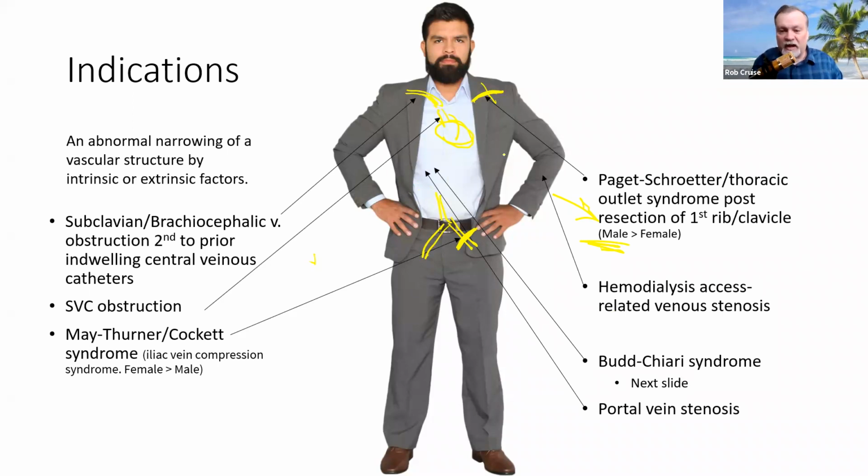All right, hemodialysis access catheters. So anybody that has a hemodialysis access port, okay, they can have problems with stenosis in those veins. Okay, so little tongue twister there. Sorry about that. Budd-Chiari syndrome we're going to talk about on the next slide, and the portal vein stenosis. Both of those are concerned with the liver, okay, and the vascular flow exiting the liver. So we'll talk a little bit about that next.